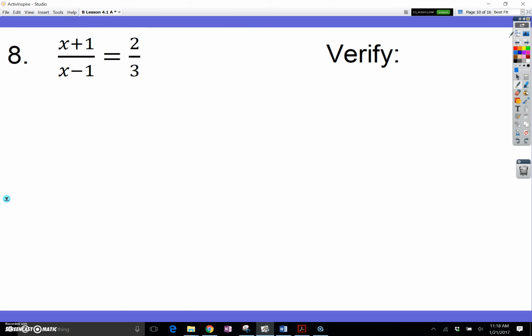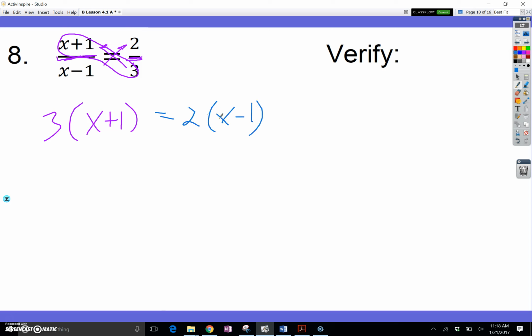Alright, this one's a tad trickier because we have fractions and whatnot. But remember, when I have two fractions separated by an equal sign, I can solve by cross multiplying. This would look like 3 times the quantity of x plus 1. I got that by multiplying these. And that is going to equal 2 times the quantity of x minus 1. I got that by cross multiplying these.